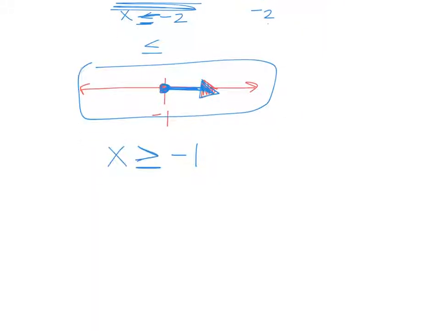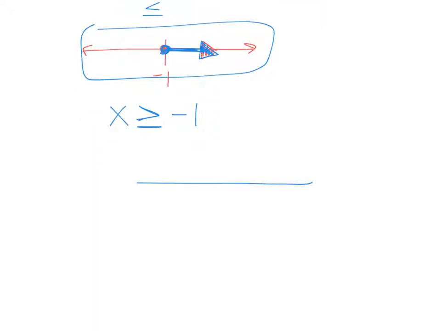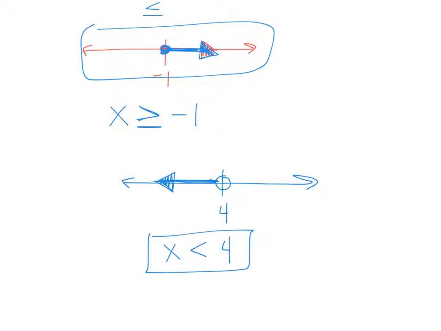Okay, so what would this one be? This is 4. Open dot. Arrow this way. So you know you have x, you know you have 4. Is there going to be a line under our inequality? No. What is it, less than or greater than? Less than. X is less than 4 would be your inequality. Okay? Questions on that?